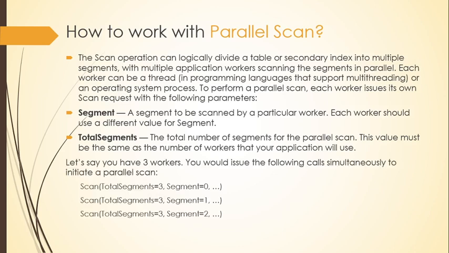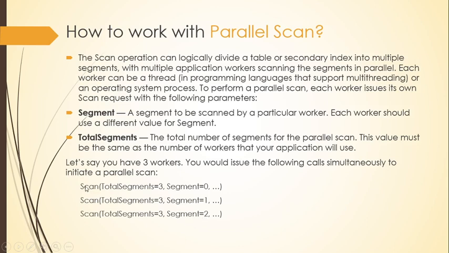So let's say you have 3 workers. You would issue the following calls simultaneously to initiate a parallel scan. So here is the example. Suppose it is a scan. You have to pass these 2 parameters for your scan query. Total segments equals 3 and segment equals 0. Here segment equals 1 and segment equals 2. So your total segments are 3, and for each request you can pass the segment number here like this.